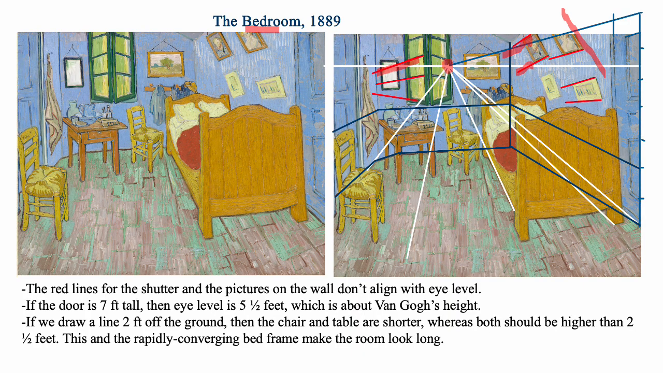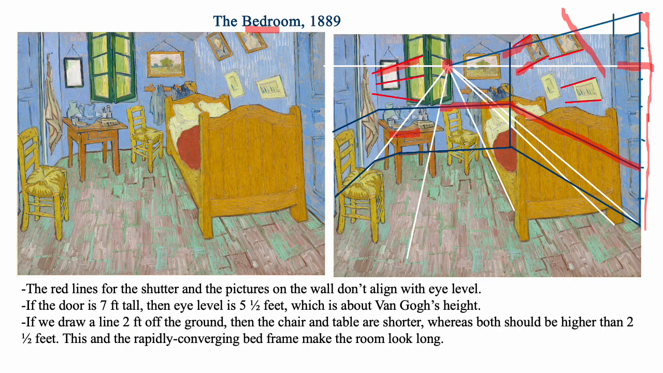Now, I set up a scale here that goes from 1 to 7, since doors are generally about 7 feet tall. And that puts eye level about 5.5 feet tall, which is about how tall Van Gogh was. Now, if we draw a line 2 feet off the ground around the room, we will find that the table and the chair are below 2 feet.